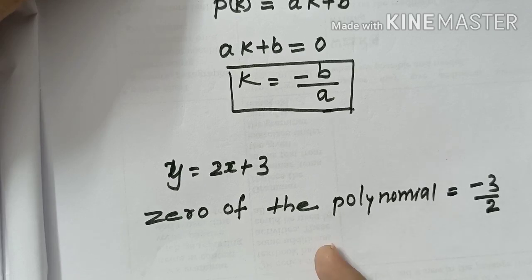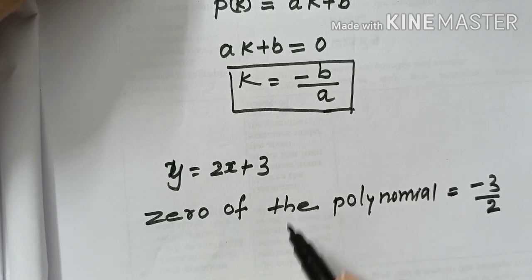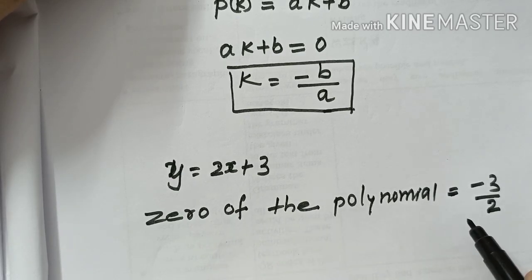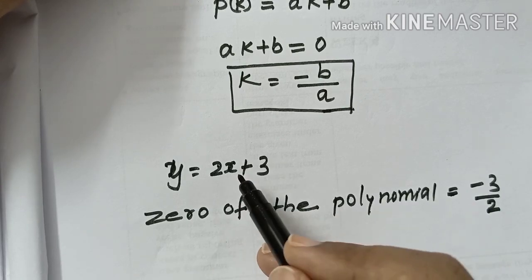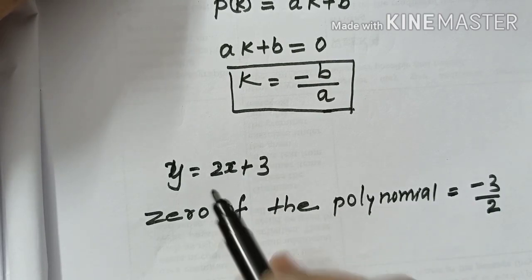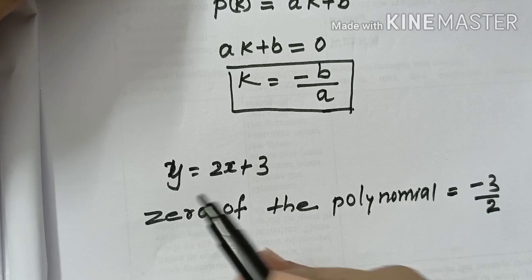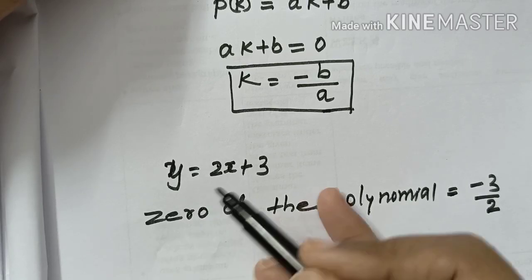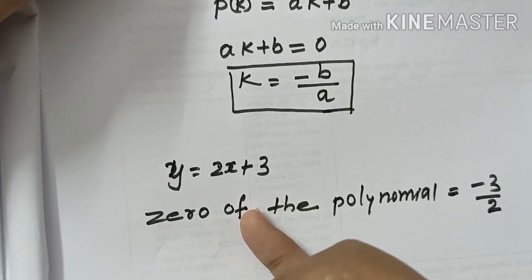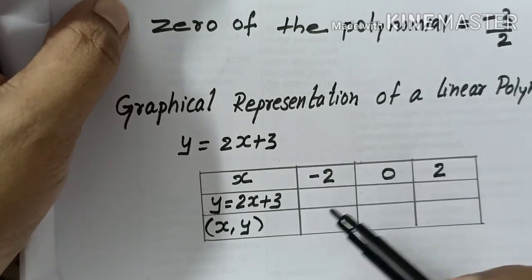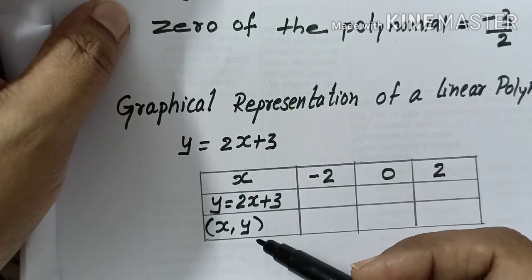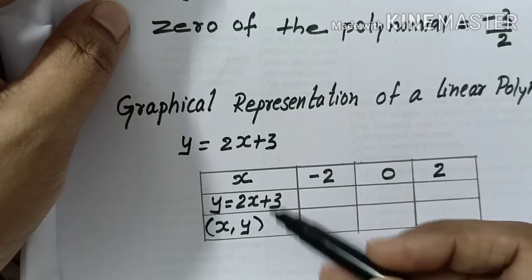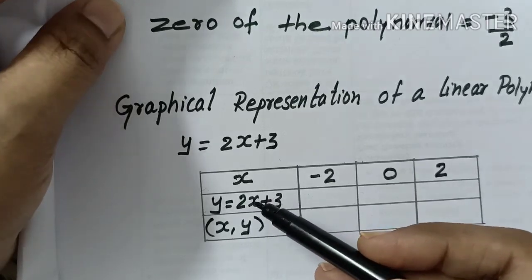Okay, the same question, y is equal to 2x plus 3. We know that the 0 of the polynomial is minus 3 by 2. Through the graphical representation of y is equal to 2x plus 3, let us check whether the 0 of the polynomial is the same in both. Now let us see how to find the y coordinate by applying values for x.